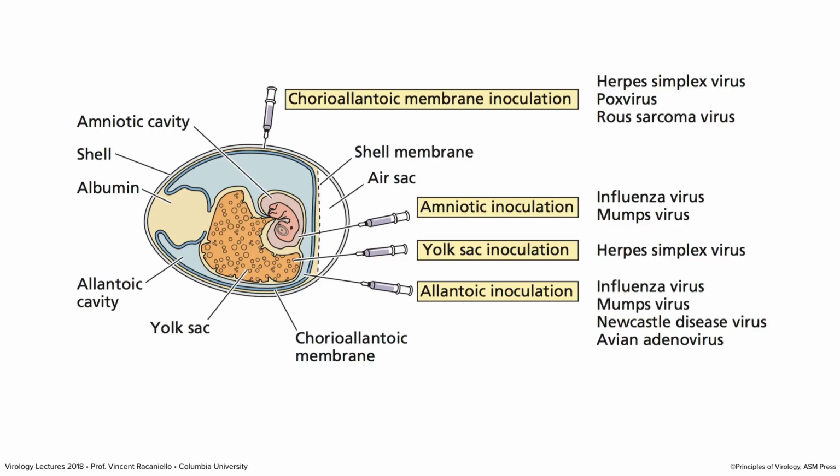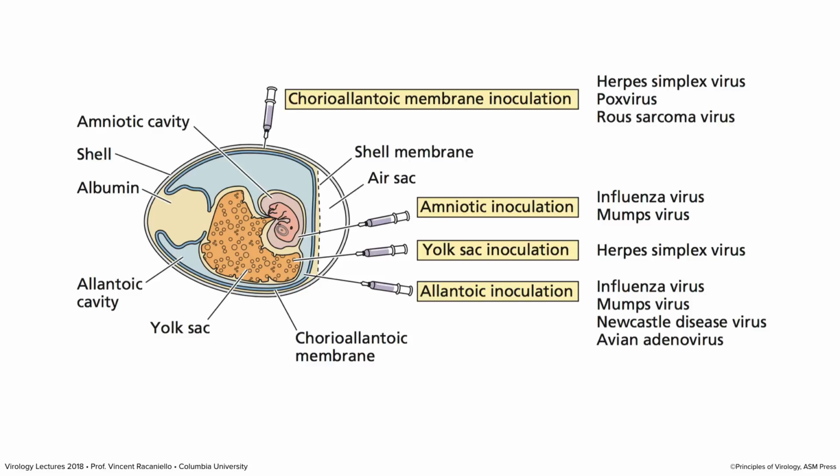If you let it incubate, it would eventually hatch. And in the old days, virologists used to use these to grow viruses in. And you can see you can inject viruses into different places. Chorioallantoic membrane, amniotic inoculation. The amniotic sac is the one that surrounds the embryo. Then there's the allantoic cavity, the bigger one in blue. You can put viruses in there.